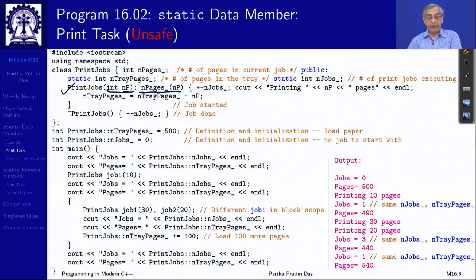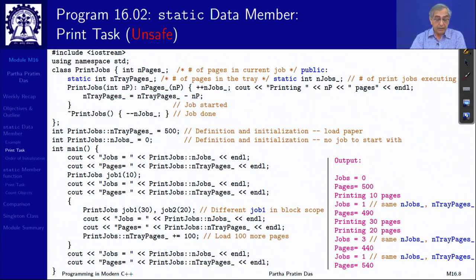So, with that, in the print job's constructor, I set n pages, that is how many pages the job has, with the parameter. I increment the static member because one more job is getting added to it, and I decrement the n tray pages by np, because this job will print np pages. So, the tray will be left with n tray pages minus np number of pages. Every time a job is placed, a construction is done, this will happen. And what will happen in the destruction? Naturally, when I destroy, it means that this job is over. So, now there will be one less job to do, so it will become n jobs minus 1.